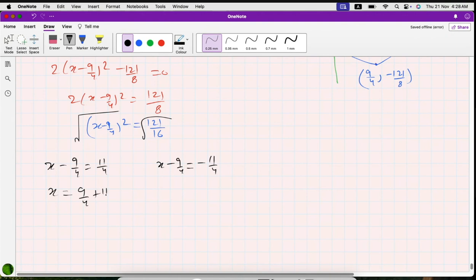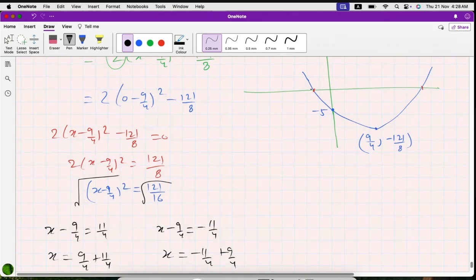9 by 4 plus 11 by 4. 9 plus 11 is 20 by 4, which gives 5. So that's 5, and x is equal to negative 11 by 4 plus 9 by 4. 9 divided by 4 minus 11 divided by 4 is negative 1 by 2.